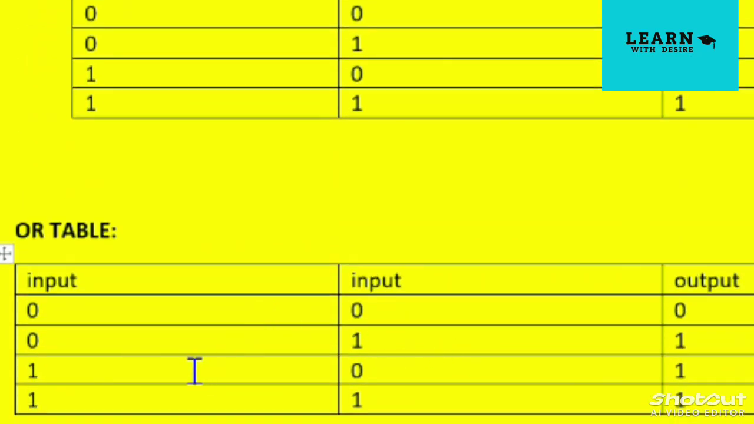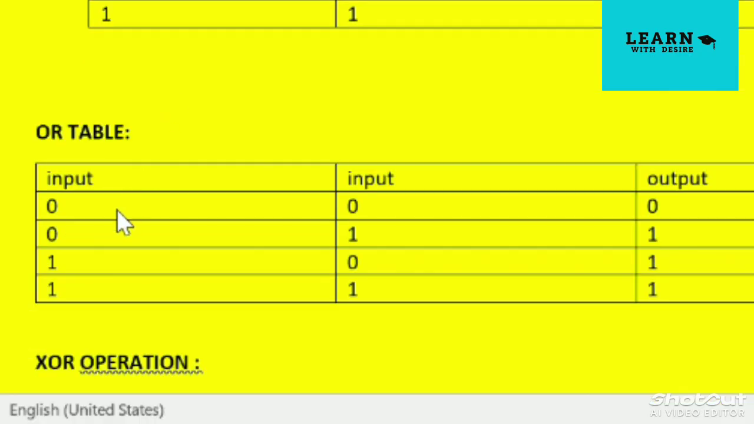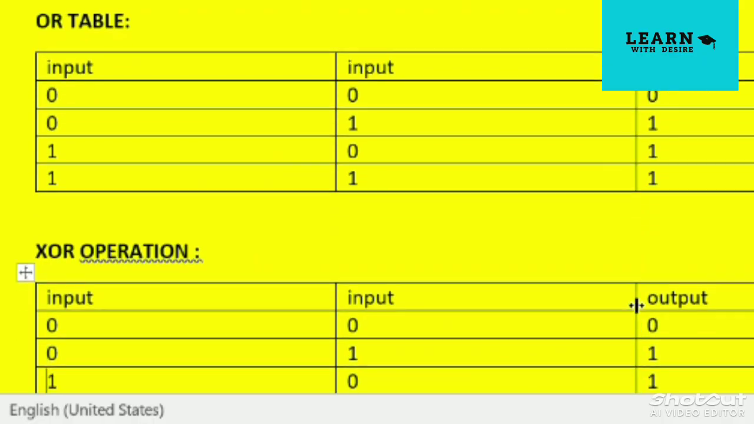here in our operation, if any one of the inputs is high, then the output is also high. Here you can see one input is low and one input is high, but the output is high. This is our OR operation. And now let us see what is the XOR operation.